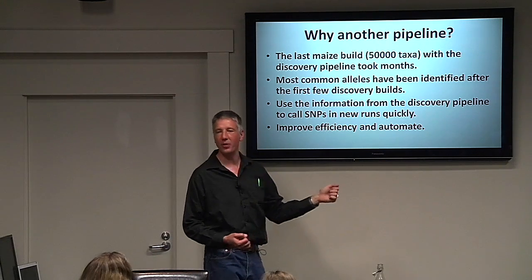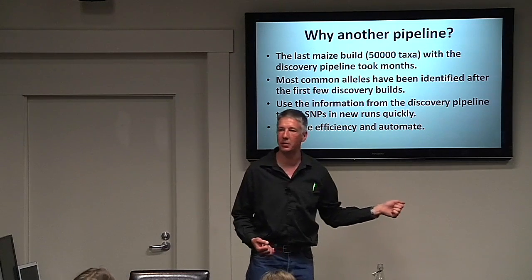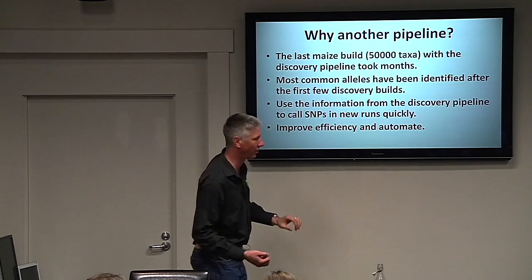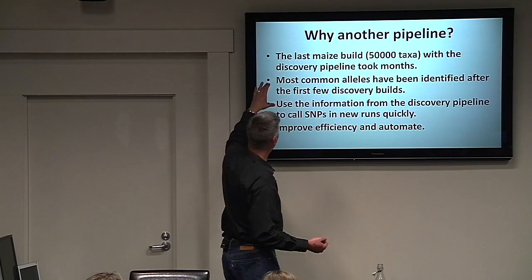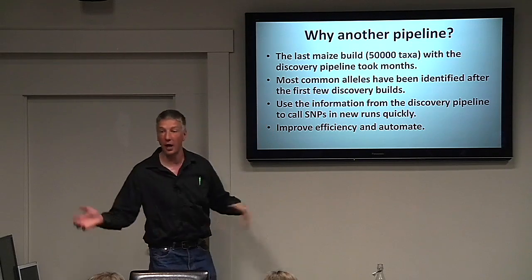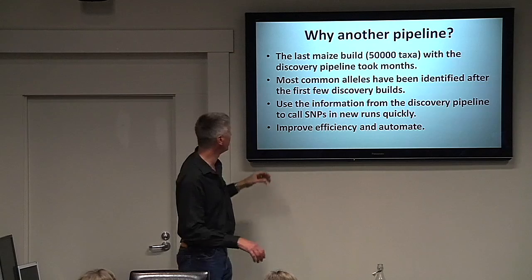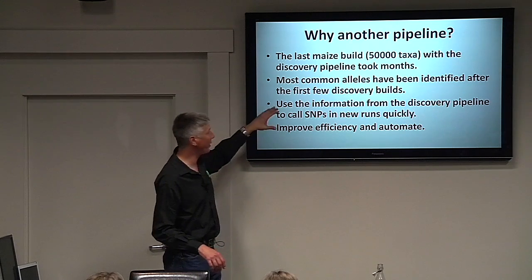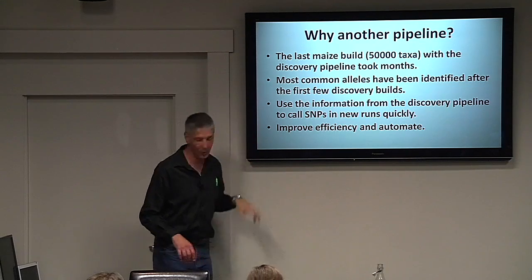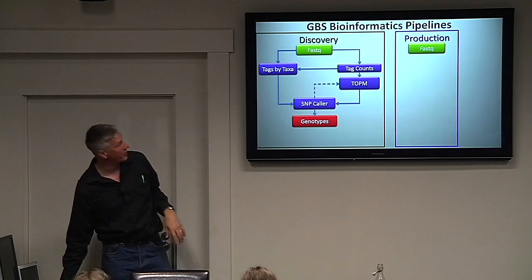And the reason I was asking Jeff to explain the flags on the SNP caller is because Jeff coded that SNP caller. So the most common alleles have been identified after the first few discovery builds. If you're getting a lot of good diversity in there, you use this information from the discovery pipeline to call SNPs in a new pipeline that runs quickly, and you can improve efficiency and automate some of this stuff.